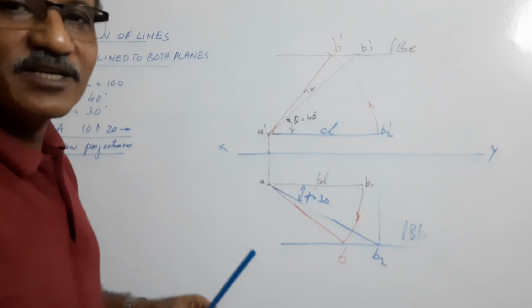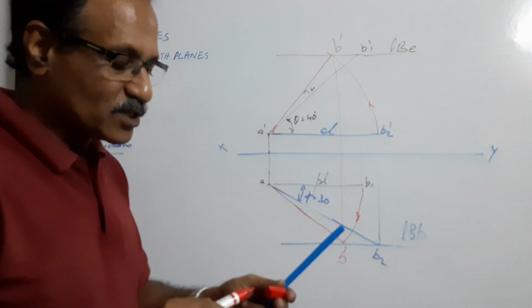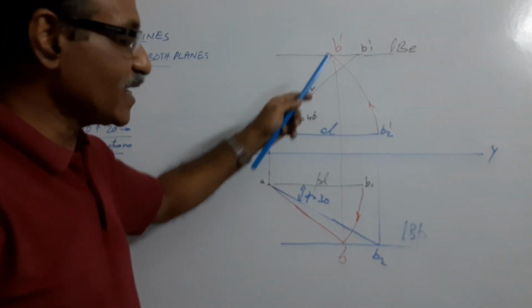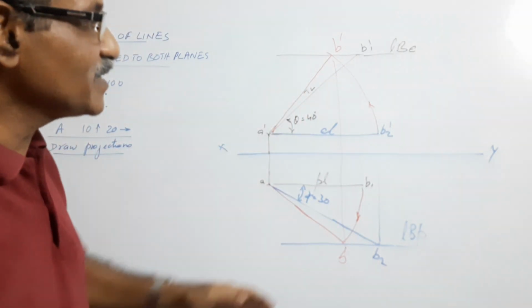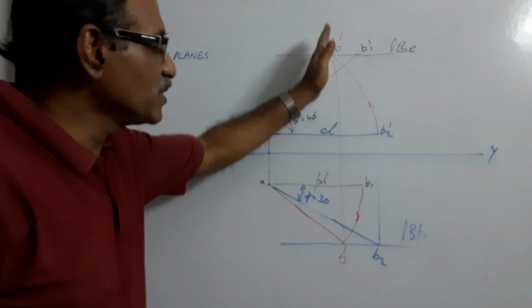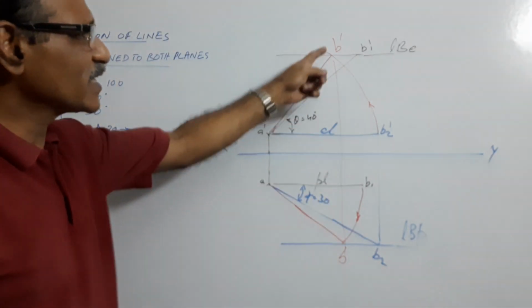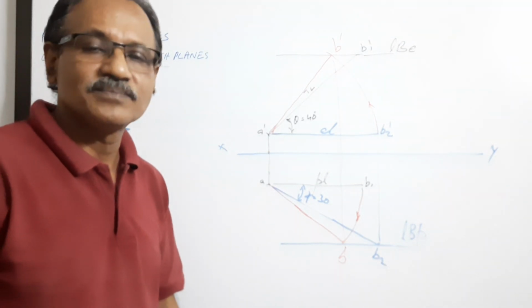After completion, if you draw a projector through B dash, it will pass through B. It has to pass through B, isn't it? The end B, capital B, elevation is B dash, plan is B, and it should lie on a vertical projector. What does it mean? It means that once you get B dash, you can simply drop a projector to get to B without drawing this arc. So the red lines represent the final plan and elevation of the line AB.